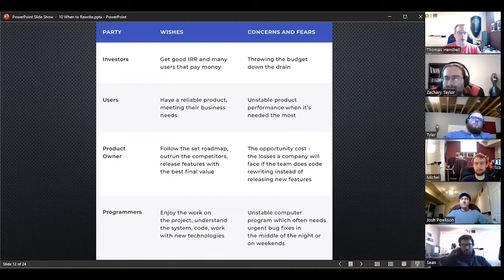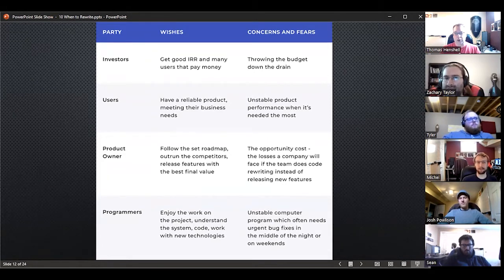They're looking to get good return on investment, and many users that will pay money, right? So what is my concern? That I'm throwing all the money down the drain. That's my biggest concern, right? I could have just not made the game and kept all that money, right? That's my biggest concern. Now, I get that nobody else has that concern. And so we'll move on from the investor part. That part's not terribly important.